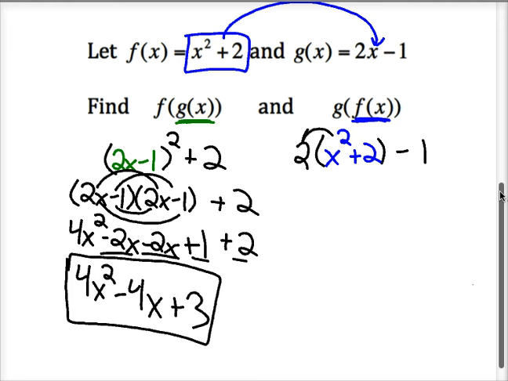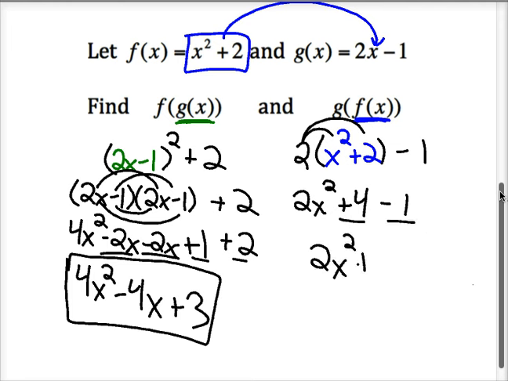Well, this 2 distributes, so I'm going to have 2x squared plus 4. And I still have that minus 1 at the end. Well, I can combine my like terms and end up with that. Again, this is going to be my ending point because I have nothing else I can combine. So that's going to be the end of this process.